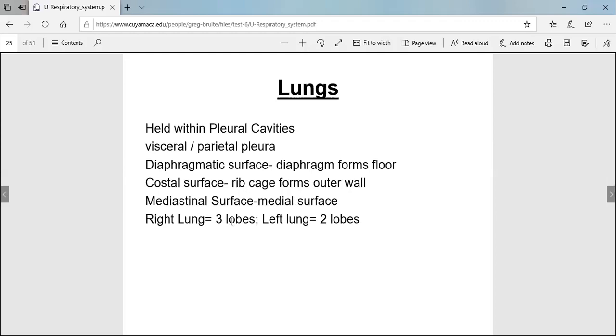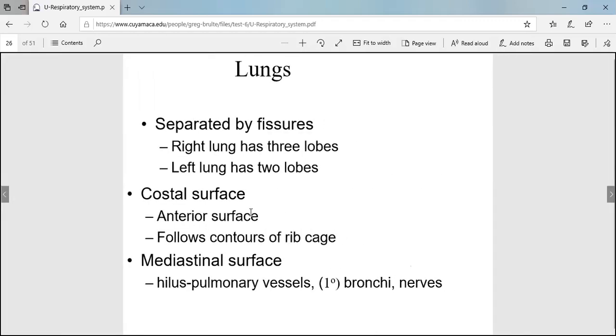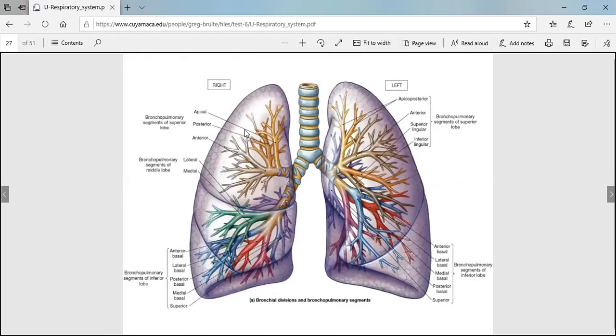The right lung has three lobes, the left lung has two lobes, right? And these lobes are separated by fissures. So let's get a picture of that. There's a superior lobe, middle lobe, inferior lobe. So notice you have three lobes over here. That's why you have three secondary bronchi over here. You only have two lobes over here, so you'll have two secondary bronchi over here.